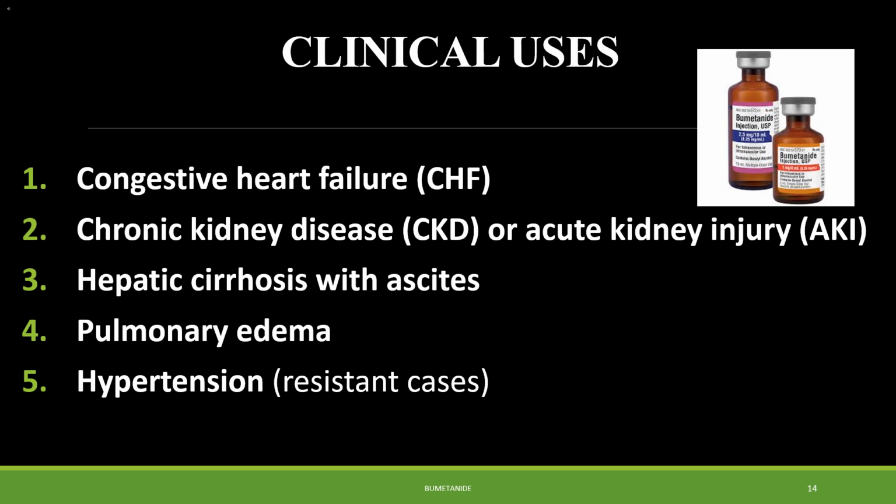3. Hepatic cirrhosis with ascites. Bumetanide helps manage fluid in abdomen in cirrhosis. 4. Pulmonary edema. Bumetanide helps remove fluid in lungs. 5. Hypertension, resistant cases. Bumetanide may be used for hard-to-treat high blood pressure.